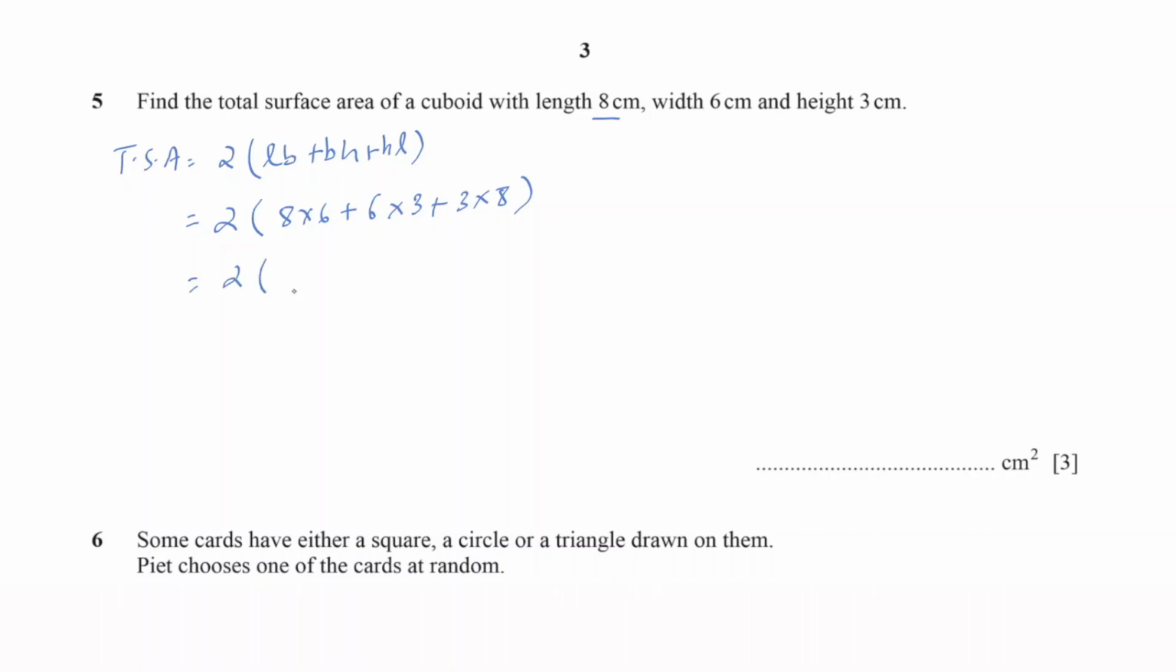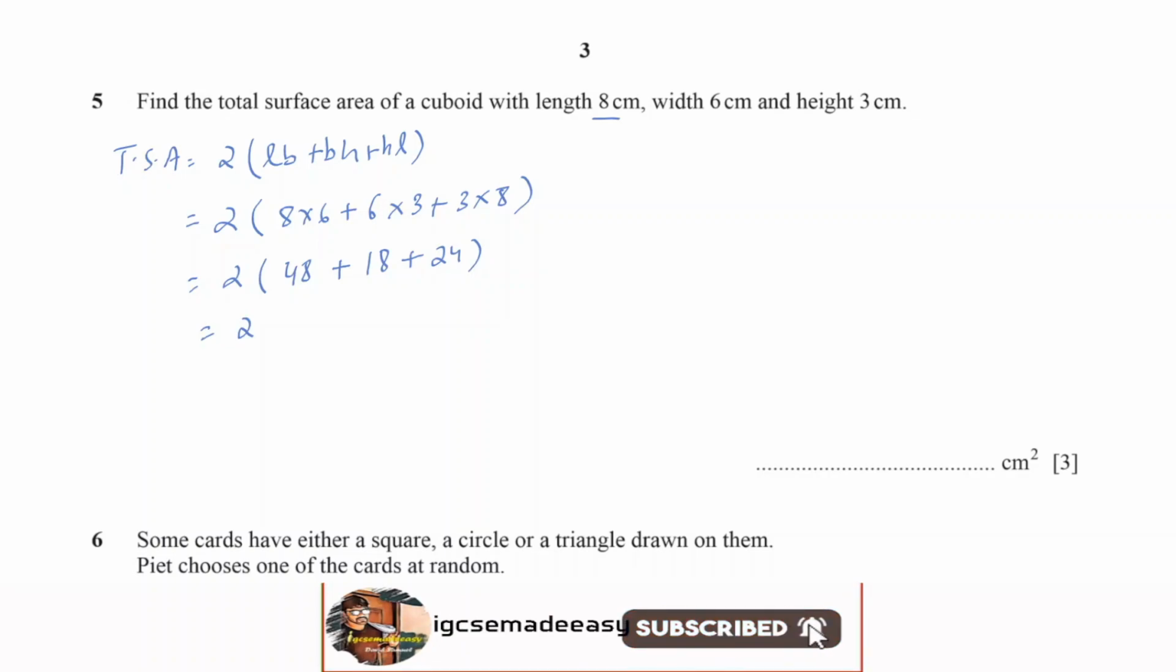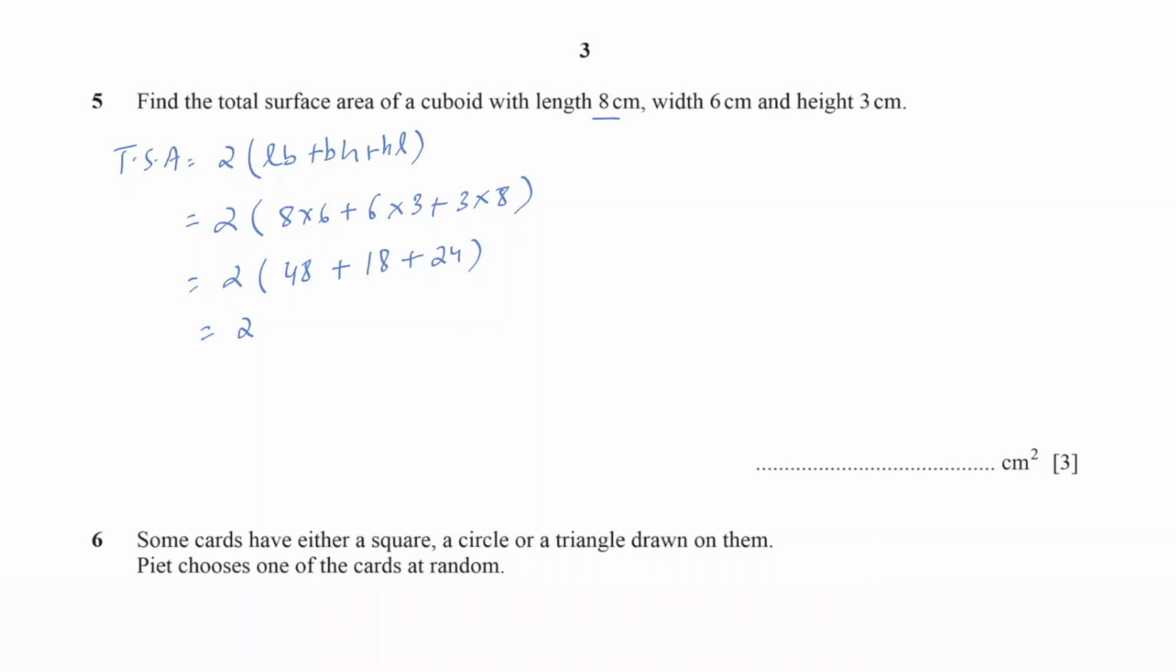If we use our calculator, 8 sixes are 48. Without using a calculator, let's try: 6 threes are 18, 8 threes are 24. We can add it easily, because 48 plus 18 gives you 66, and 66 plus 24 gives you 90. When we multiply 90 by 2, we get 180. So it is 180. For the students who face confusion about why this formula comes, I'll try to explain that also.